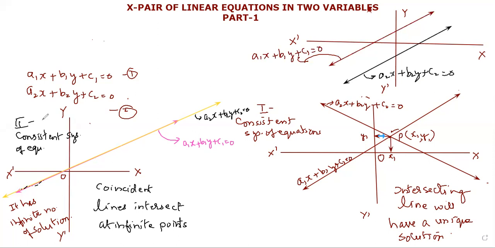So here, the first graph is intersecting lines. The second graph is coincident lines. We are getting coincident lines. And the third graph is, I'll write, parallel lines.